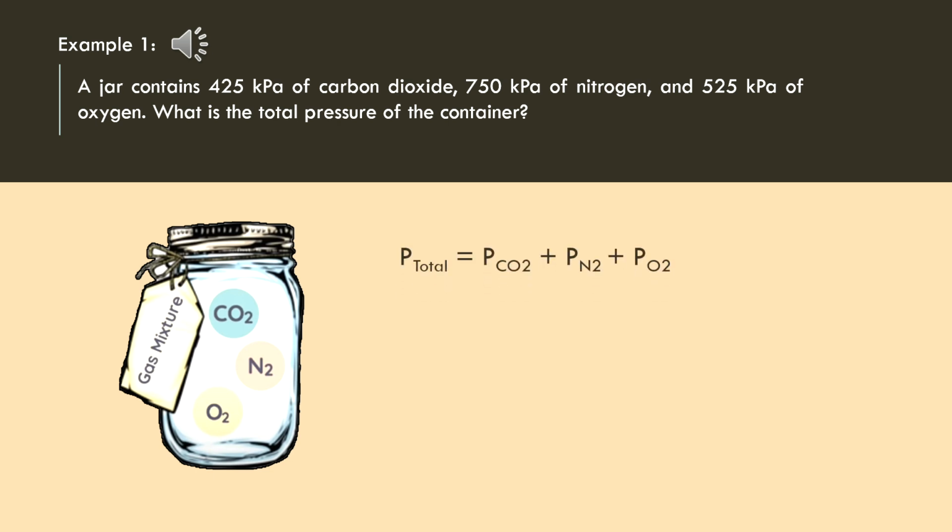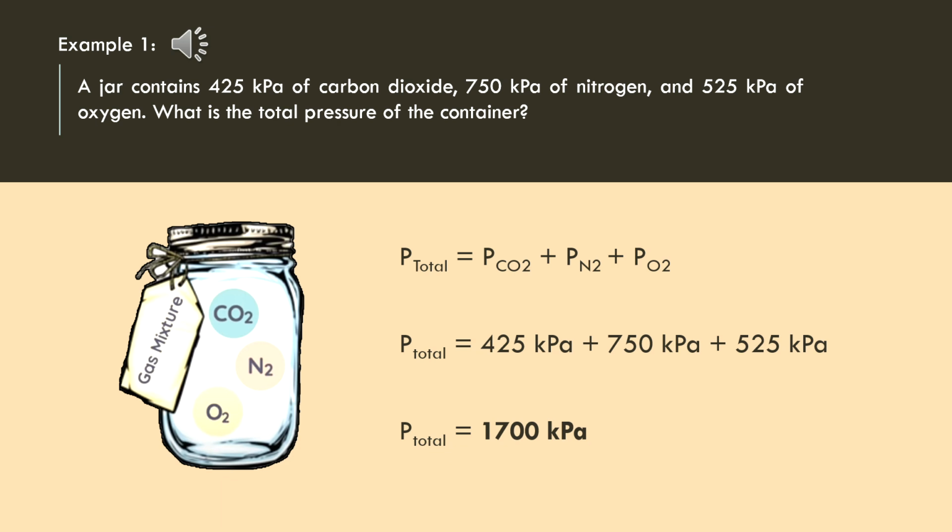So let's start with the first one, the 425 kPa of carbon dioxide. Then let's add the other one, the 750 kPa of nitrogen. And the last one would be 525 kPa. So all you have to do is just add all these partial pressures of the gases. Here is your total pressure of gases, which is 1,700 kPa.